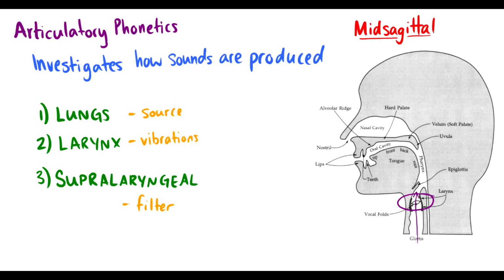Then when it moves up into the oral cavity or the nasal cavity, which are these two paths here, your tongue and your lips and your teeth are going to play different roles in shaping the sound, and we call that the filter, because your tongue, your teeth, your lips, and your velum are going to change the sound and give you the different sounds.